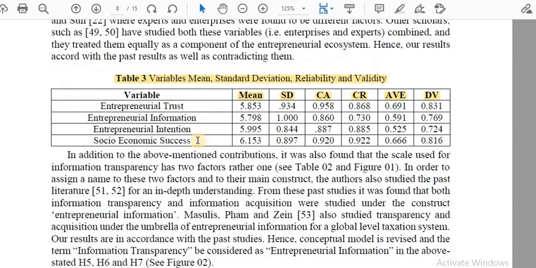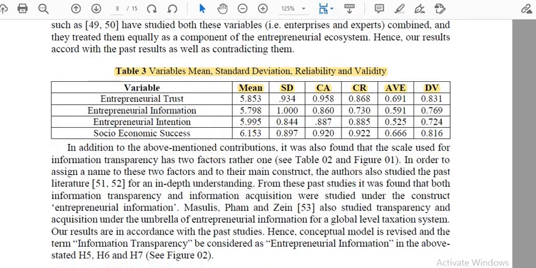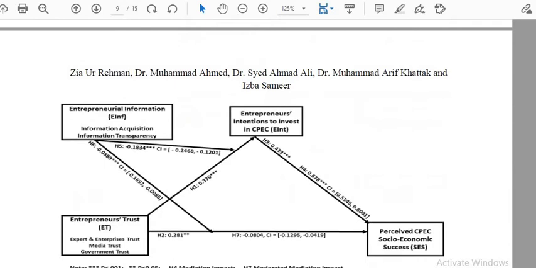After the EFA, I conducted the test for mean, standard deviation, reliability and validity, and I showed the values of all these: Cronbach alpha, composite reliability, AVE and discriminant validity, in this type of table. You may also have a choice to show these values in some other ways. There are many ways to show these results. This is one of the ways in which I showed my results in this paper, and the journal to which I sent my paper accepted this way of presenting the data and the results.